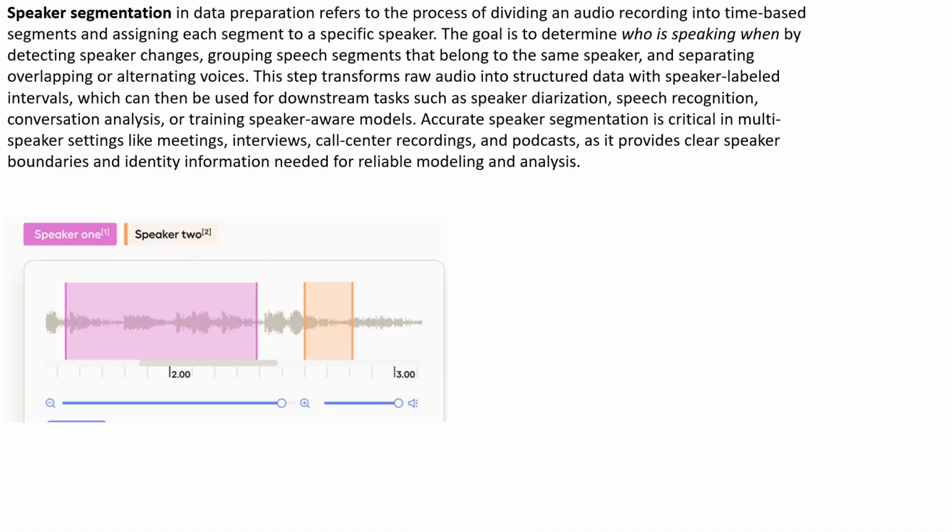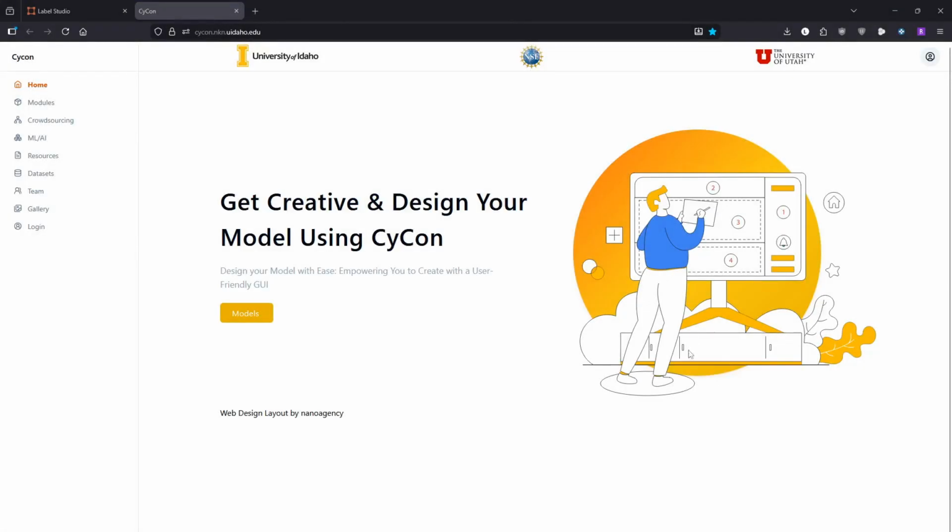This process converts raw audio into structured speaker-labeled intervals that can be used for downstream tasks such as speaker diarization, speech recognition, and conversation analysis, especially in multi-speaker settings like meetings, interviews, and call center recordings. For the rest of the video, I'll go through how to use our Label Studio to implement this task.